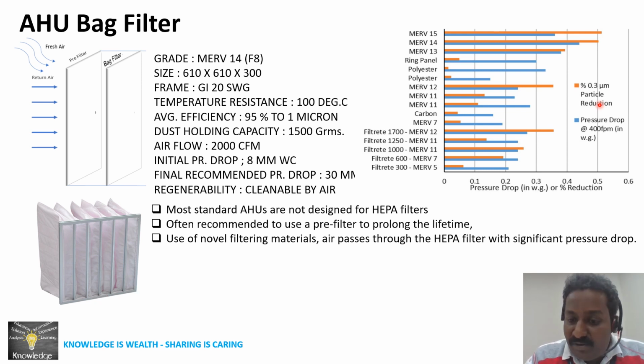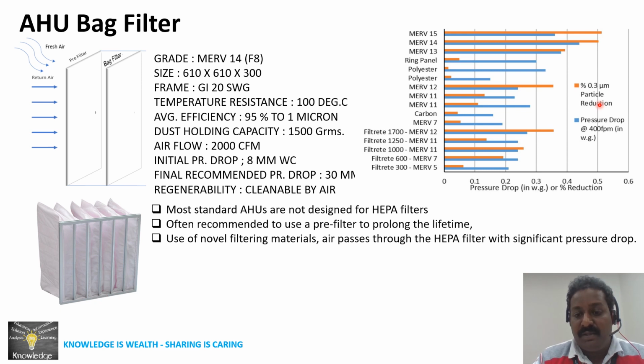For that, again we need to go for EC fans, or increase the fan speed, or if the capacity is not matching and there is a tripping issue, we can plan for one more EC fan if the space is available. Okay. Use of novel filtering material, air passing through a HEPA filter with significant pressure drop. So that is what we are discussing.